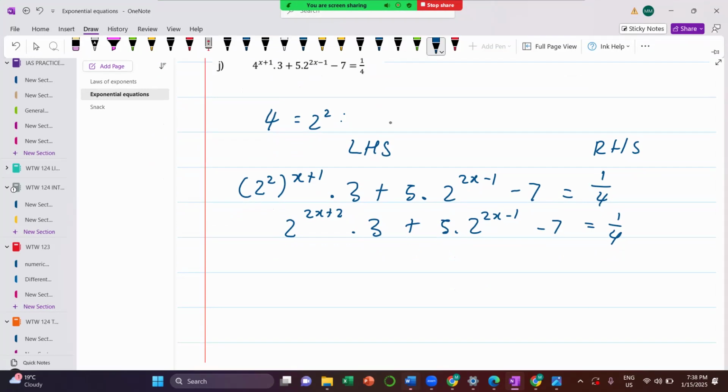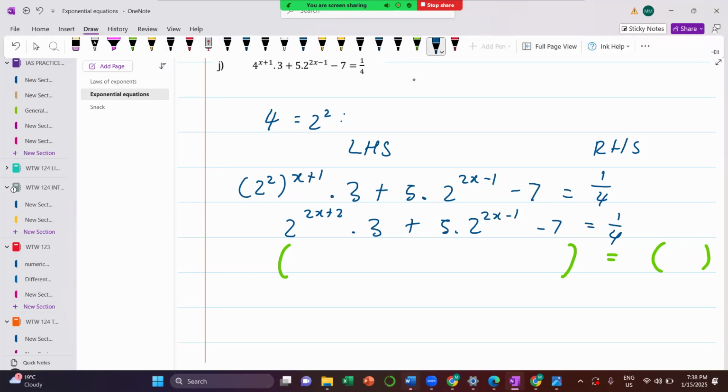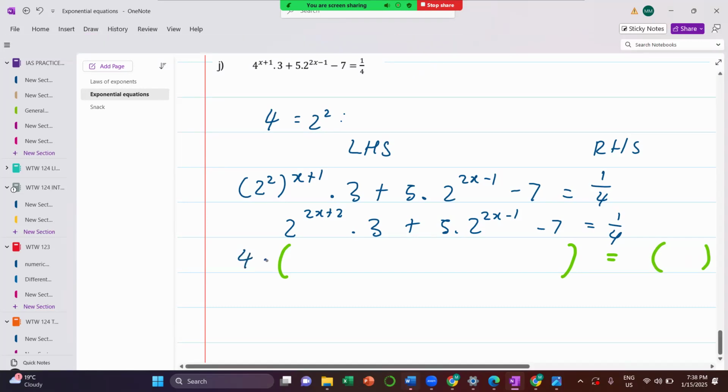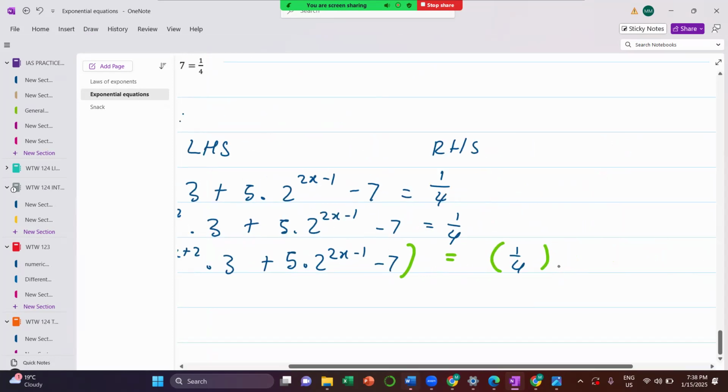So now I'm going to put everything on one side into brackets. I'm going to open the bracket, and even on this side I'm going to open a bracket. And then outside here, I'm going to put how much? 4 multiplied by 2 to the exponent of 2x plus 2 times 3 plus 5 multiplied by 2 to the exponent of 2x minus 1 minus 7. And here we have 1 over 4, and we are timesing it by how much? By 4.